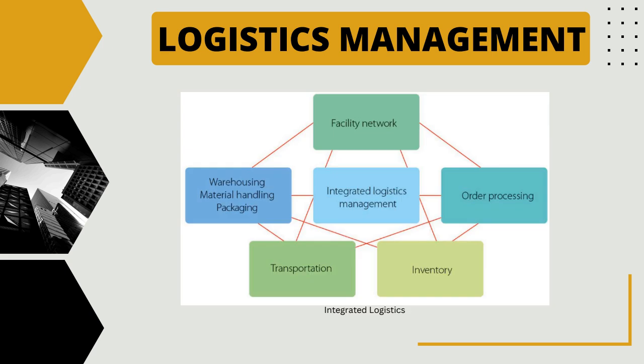So the next one here that we're going to go through is the visual illustration of an integrated logistics facility or within an organization. And this includes order processing, inventory, transportation, warehousing or material handling, packaging, etc., as well as facility network as part of the integrated logistics management system. And this creates various capabilities that we need to achieve the value that comes out of having a logistics system.